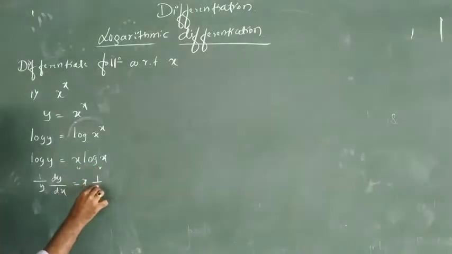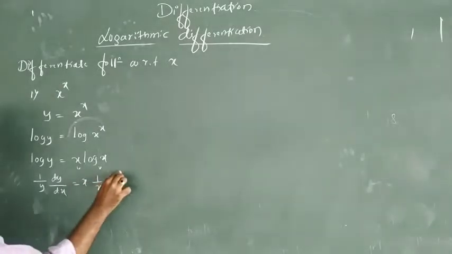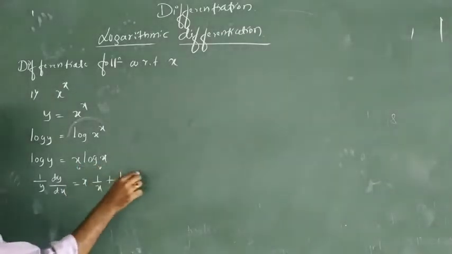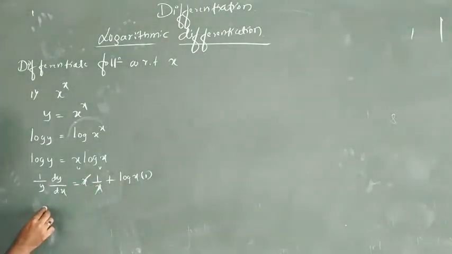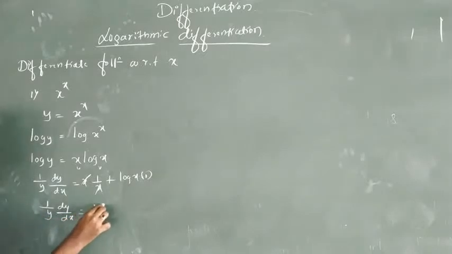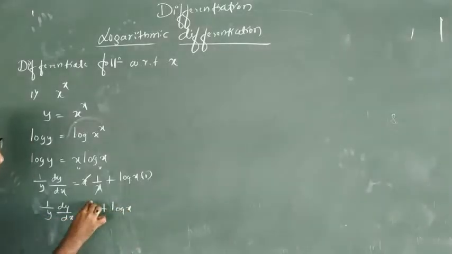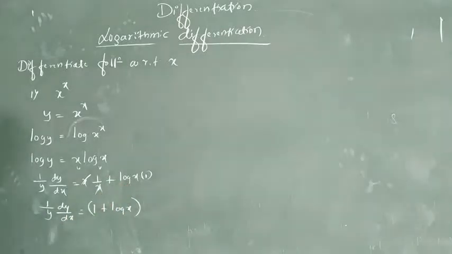First you keep the x as it is. Log x differentiation is 1 by x, plus, then keep the log x as it is, then differentiation of x is 1. So here this x gets cancelled. Now 1 by y dy by dx is equal to what? 1 plus log of x.